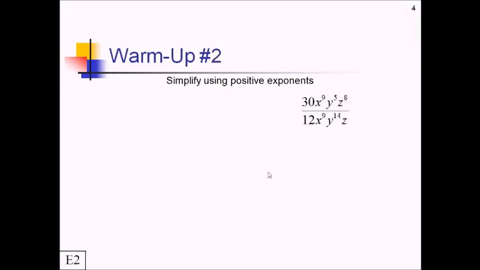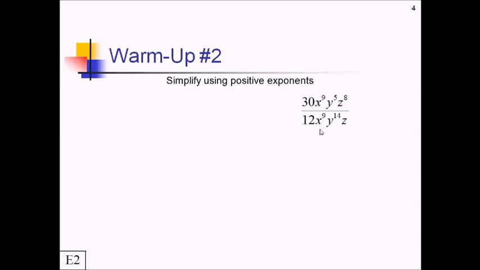Hopefully that first warm-up went all right for you. Try this second one now. So a few things we have to do with this fraction. We know we can always reduce constants in fractions, so 30 over 12, both divisible by 6, so we can make that 5 over 2. But what about all these exponents?